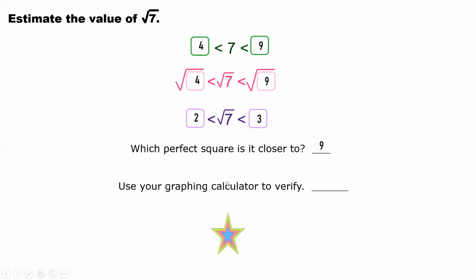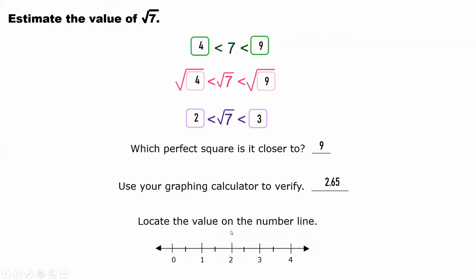Once we plug it in the calculator, we can verify that the square root of 7 is 2.65. And when you graph it, you will locate the value on the number line. It's going to be a little bit past 2.5. When you graph this, you will graph it as square root of 7.